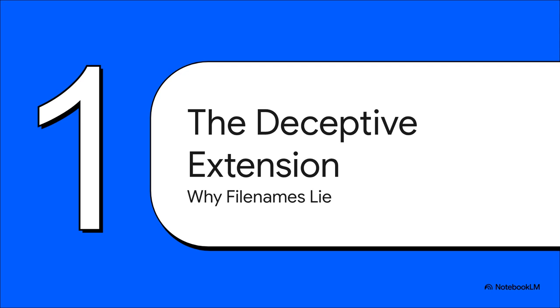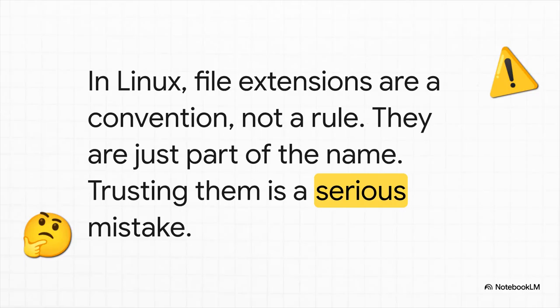And that leads us straight to the number one problem. File extensions can be, and often are, totally deceptive. In the Linux world, a file's name can tell you a completely different story from what's actually inside. That's right. See, unlike some other operating systems, Linux just doesn't care about file extensions. That .jpg or .txt or .sh, it's just part of the name. It's a nice little label for us humans, but the system itself couldn't care less. Trusting it without checking is a classic rookie mistake, and it can really come back to bite you.